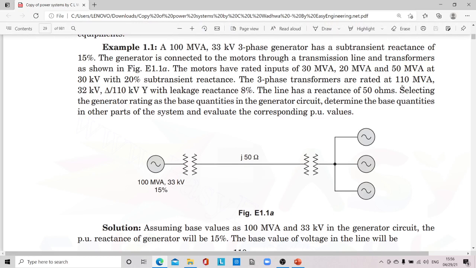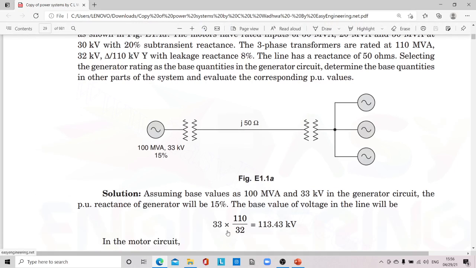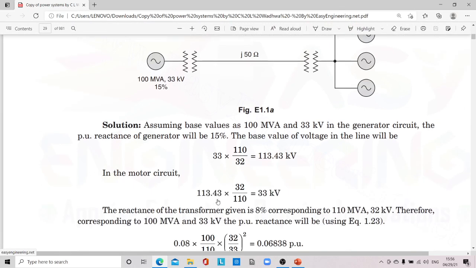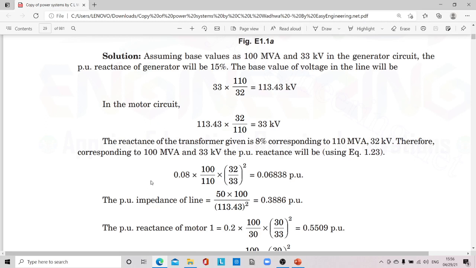The three phase transformer rating is 110. So 33 into 110 by 32, that is 113.43 kilovolt. In the motor circuit it is 113.43 into 32 by 110, that is 33 kV. The reactance of the transformer given is 8% corresponding to 110 MVA, 32 kV. So corresponding to 100 MVA and 33 kV, the per unit reactance will be 0.08 into 100 by 110 into 32 by 33 squared.